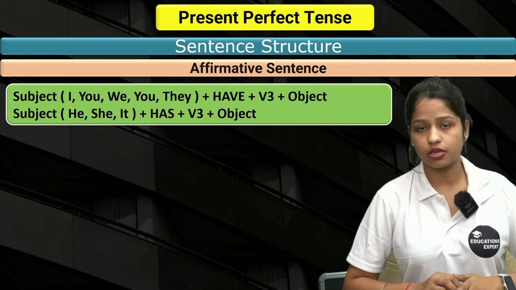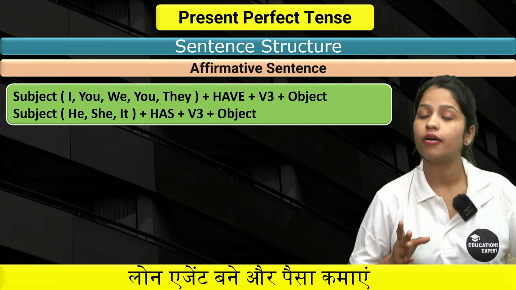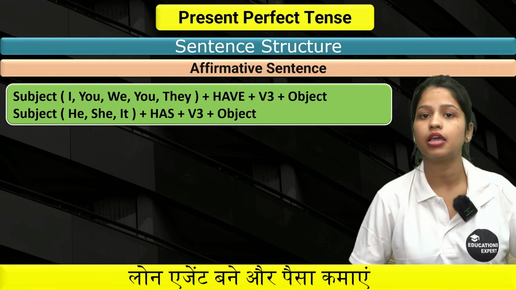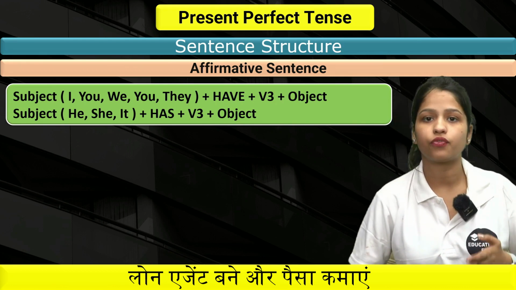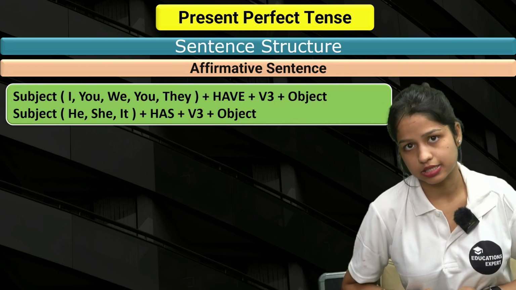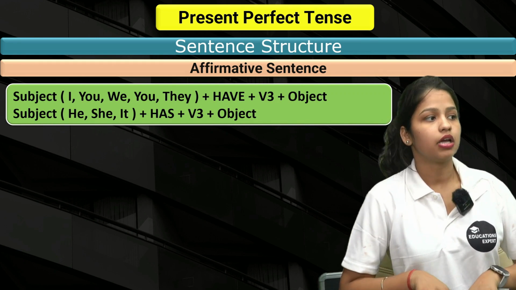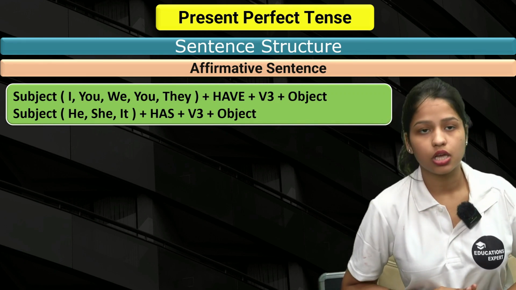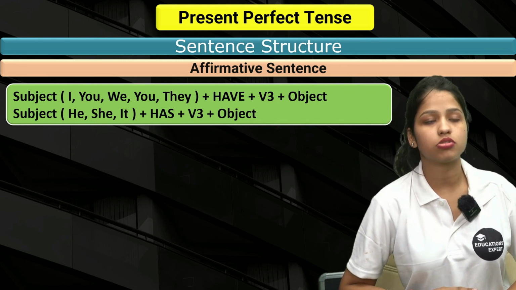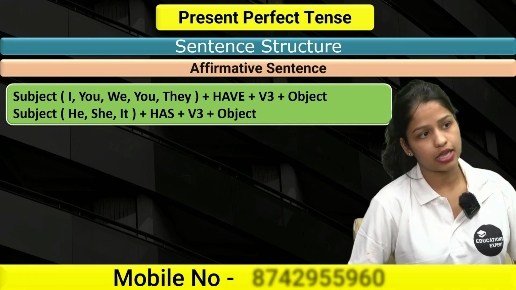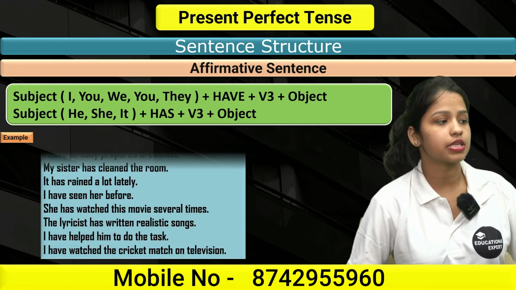But V3 is definitely going to be the same for perfect tense, and similarly ing will definitely remain for continuous or progressive, right? That you have to keep in mind. So if your subject is plural, then you have to use have, and if your subject is singular, then you have to use has. I hope this is clear for you. So let's see some examples of it.